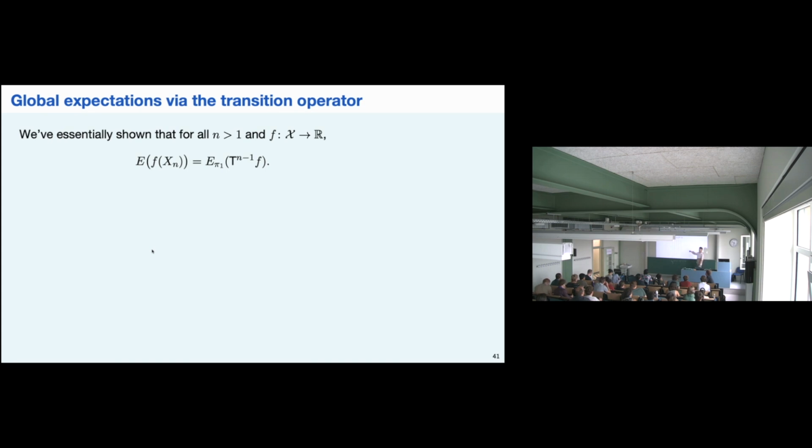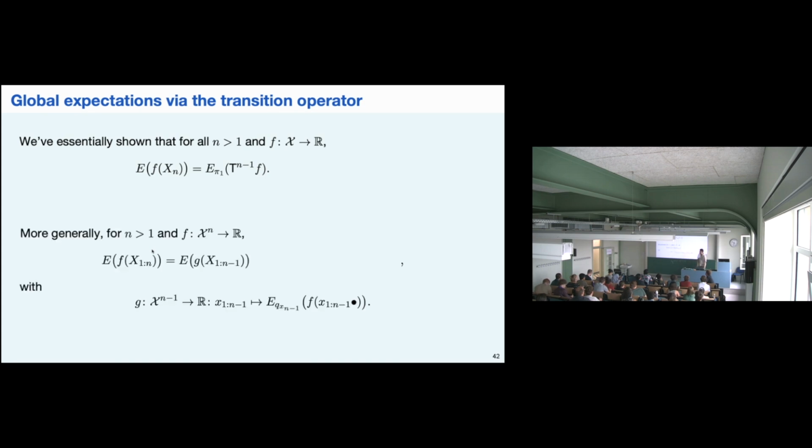And we can use this transition operator to write something else concisely as well. So we're looking at, we had this function before, right? If we're interested in the function of the first n states, then I can go and rewrite this as the expectation of some function of the first n-1 states using this function. But now this resembles something that we saw before, right?